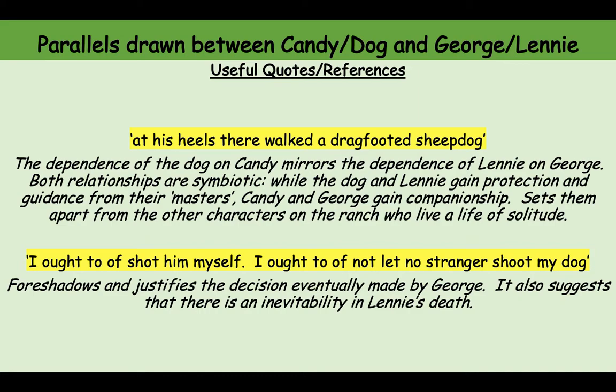If you look at the relationship of Candy and his dog, you can draw parallels with George and Lenny. So we notice that the dog never leaves Candy. He's at his heels. And so the dependence of the dog on Candy mirrors the dependence of Lenny on George. We rarely see Lenny on his own, and if we do, he looks very lost. Both relationships, however, even though there's a dependence, both relationships are symbiotic.